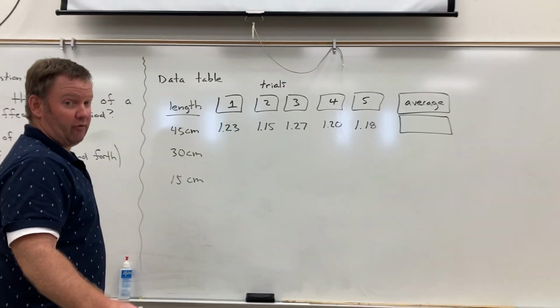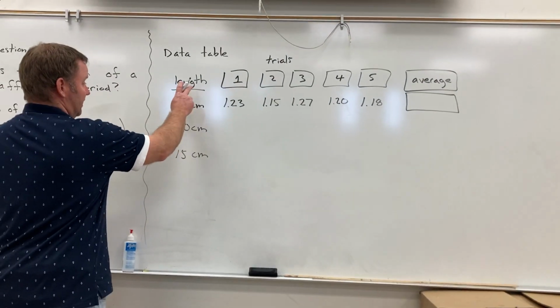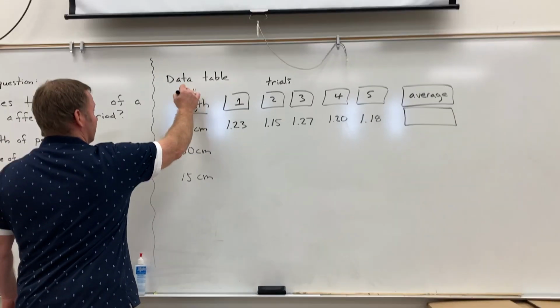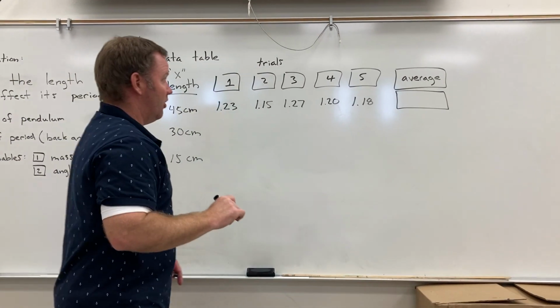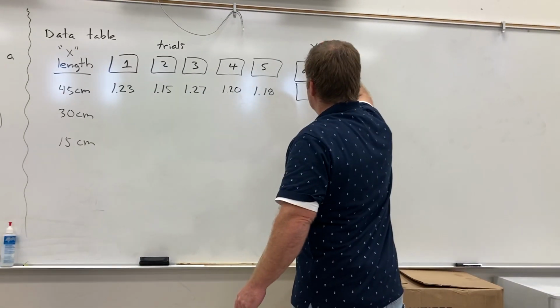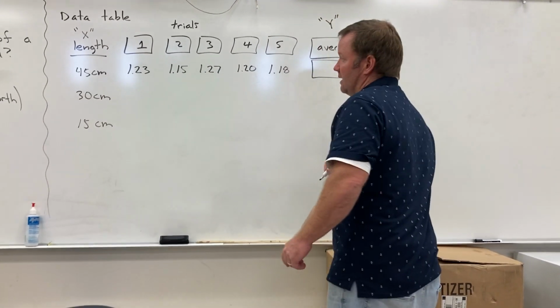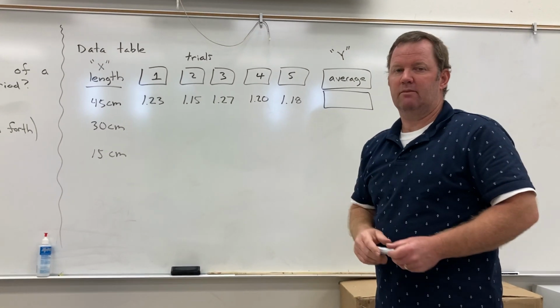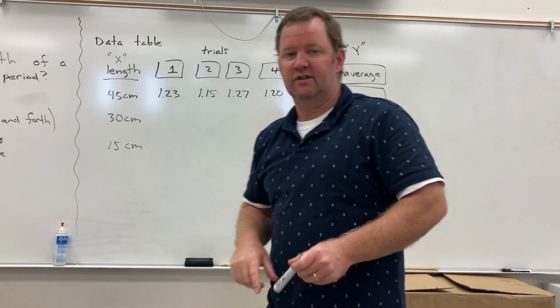When we get ready to graph, okay, our length is our independent variable that goes on the x-axis, and our average time is our dependent variable that's going to go on the y-axis, and then we're going to graph that data and answer some questions about it. And that'll be it. You can stop the video right now.